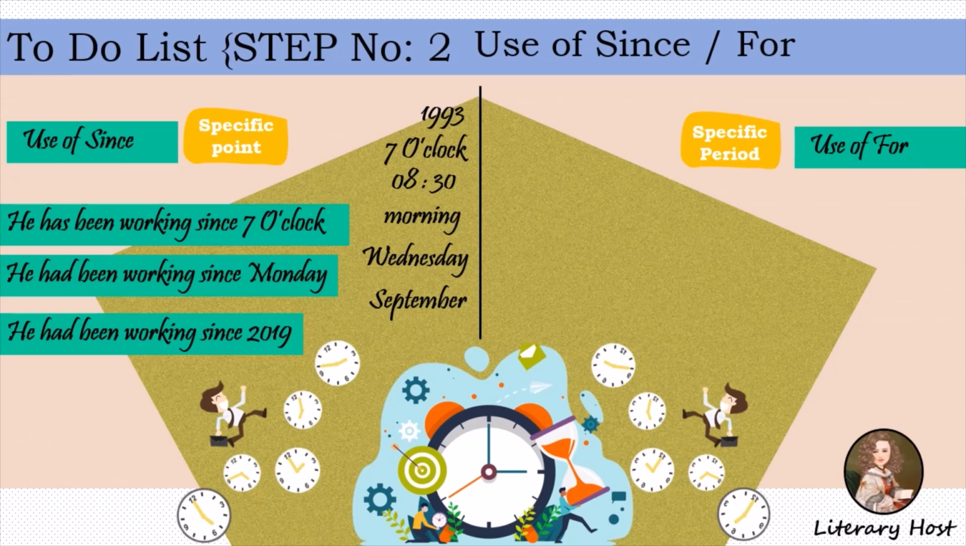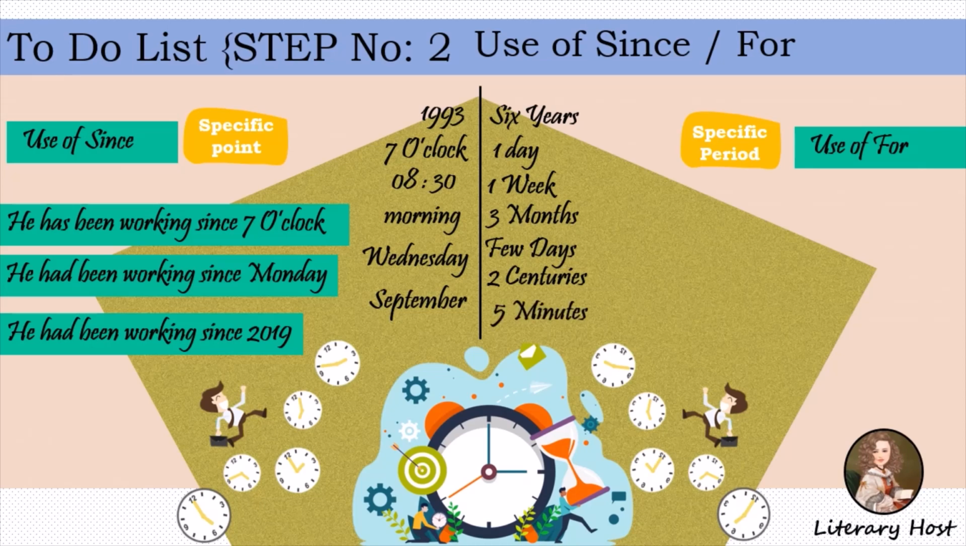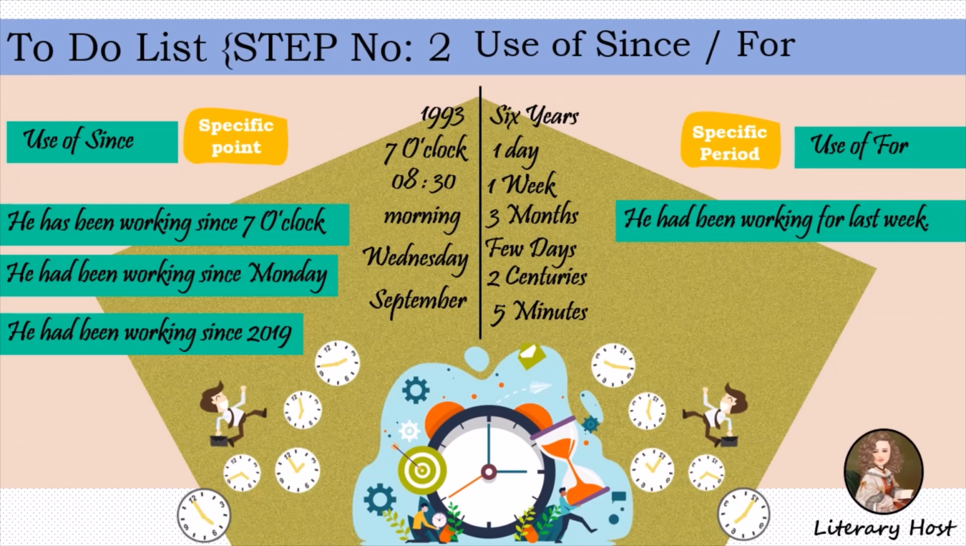The use of for is used to specify a period in time, such as 6 years, 1 day, 1 week, 3 months, few days, 2 centuries, 5 minutes. Here are some examples. He had been working for last week. He has been working for many days.